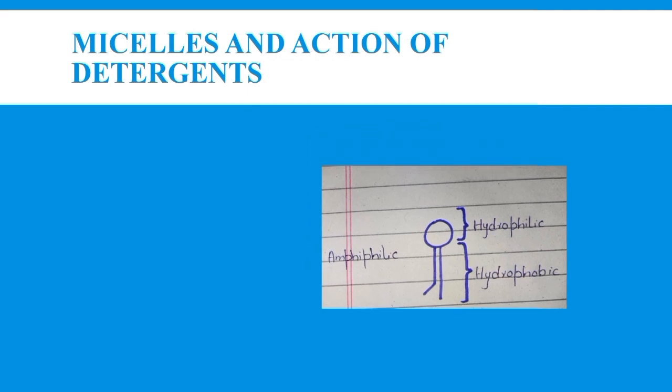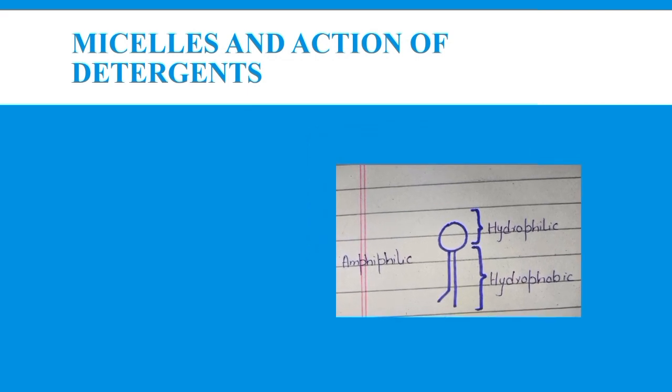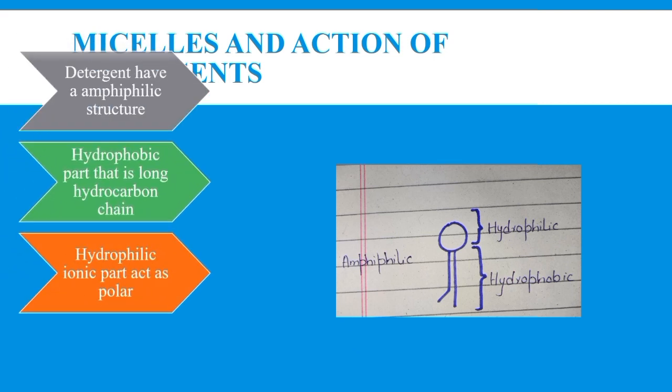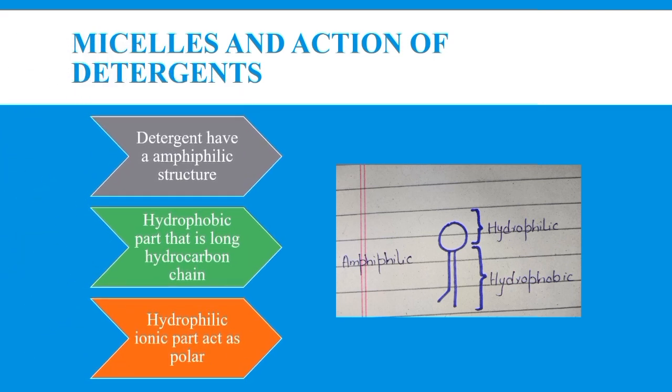Micelle action of detergents. Consider the detergent as an amphiphilic substance. Detergents are amphiphilic structures. They have two parts. Amphiphilic structures are the structures that have both a hydrophobic and a hydrophilic part. The hydrophobic part is a long hydrocarbon chain. In the diagram, the head is the hydrophilic part, that is water loving, whereas the tail is a long hydrocarbon chain, that is the hydrophobic part, the water hating part. So detergents have both hydrophilic and hydrophobic parts. They have both polar and non-polar ends, and so they are amphiphilic in nature.